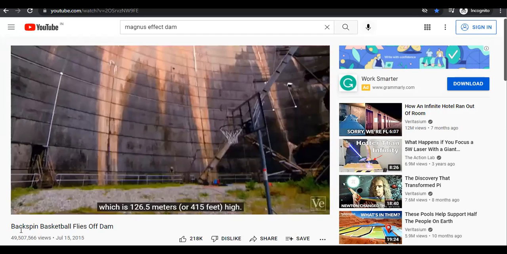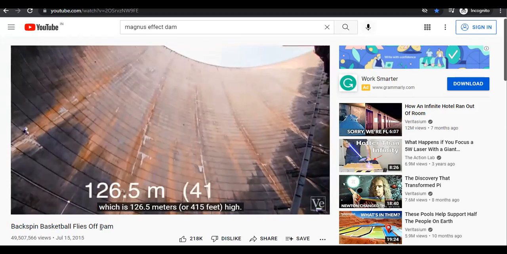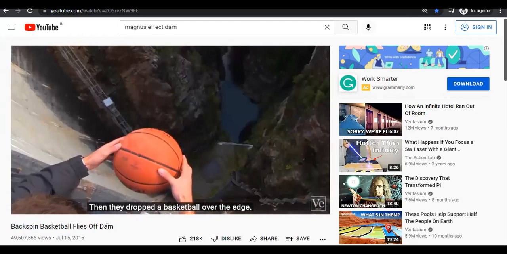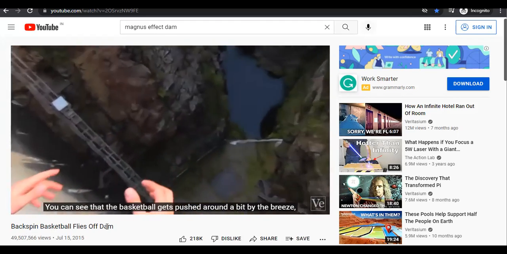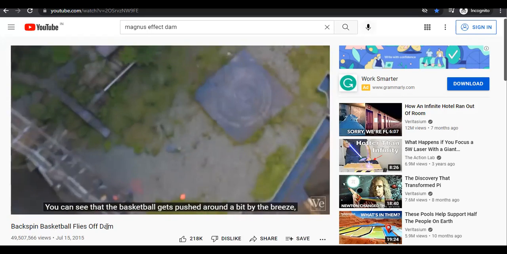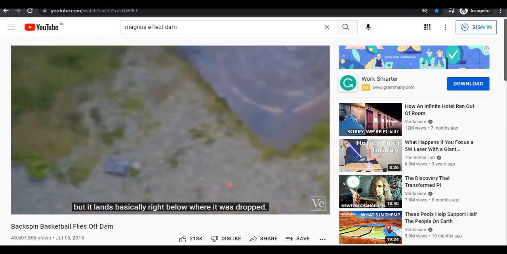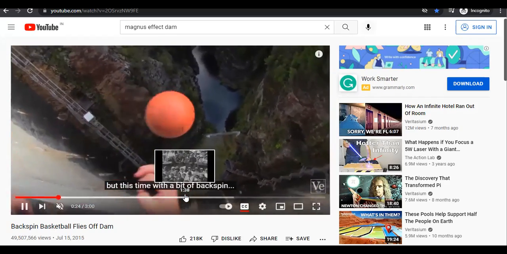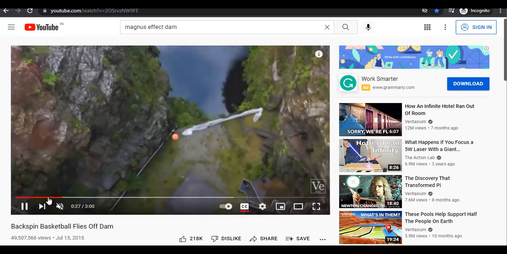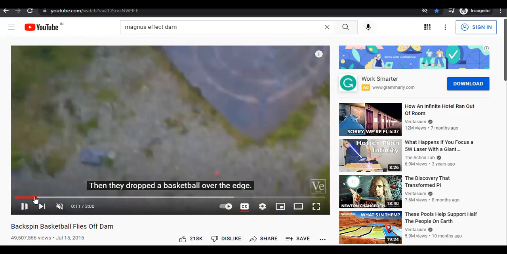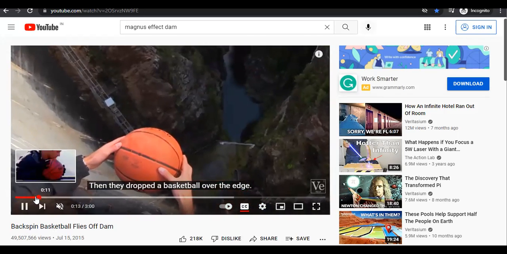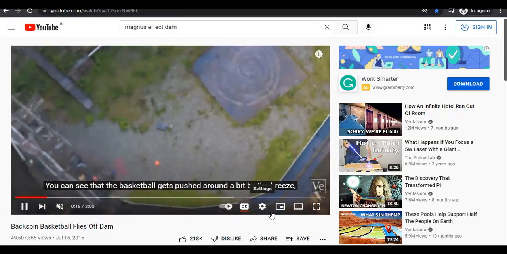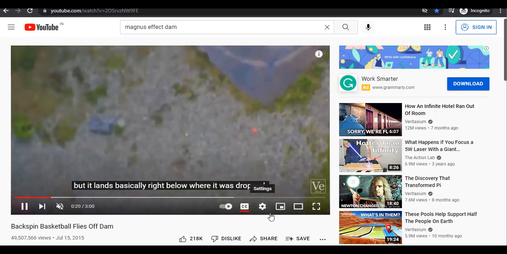You can check out this backspin basketball drop off a dam. What they are doing is standing on top of a dam, which is 126 meters, a very tall structure. First they drop a basketball, and when it is dropped, apart from some air or wind, it just falls. Let me play this one more time. You see, they are just dropping it, which means it falls somewhere very close to the place where you dropped it, right?